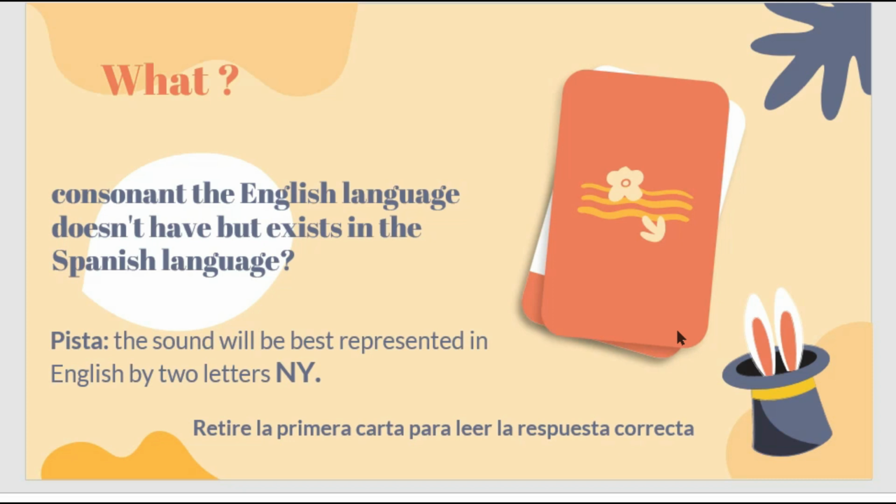Let's go with the first question. What consonant the English language doesn't have but exists in the Spanish language? Pista or hint. The sound will be represented in English by 2 letters, the N and the Y. Si retira la primera carta, podrá leer la respuesta correcta. Any idea? Ñ. What is that?